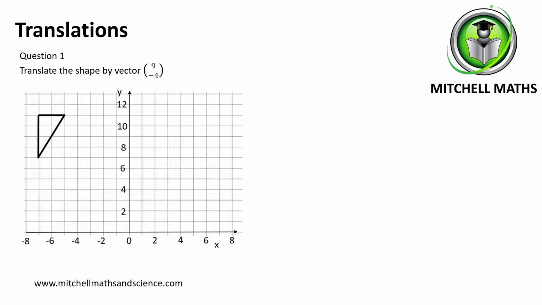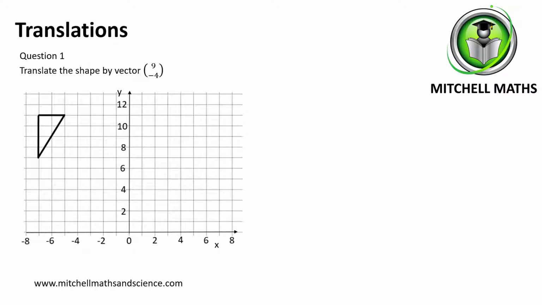So translations is one of the transformations you need to know. You need to be able to translate, reflect and rotate shapes. And what translation means is where you move a shape, you keep it in the same orientation, but you move the shape in the X and Y direction.